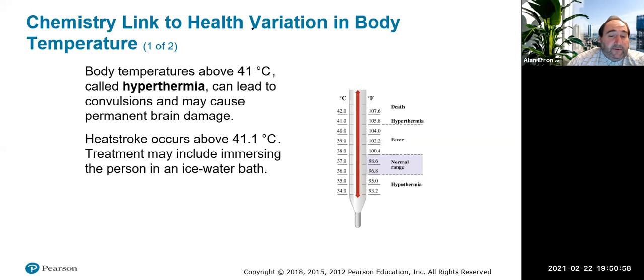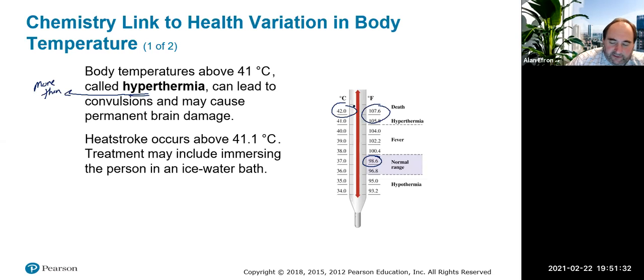Obviously, body temperatures that are above 41 degrees Celsius, that's going to be hyperthermic. Hyper basically means more than, right? That's essentially what that means. And it obviously can lead to not such great things. We're going way above our normal body temperature, which is down in this range. So we're finding ourselves at 41 or above, in this range, which is not so good.